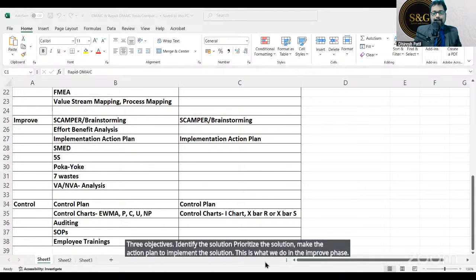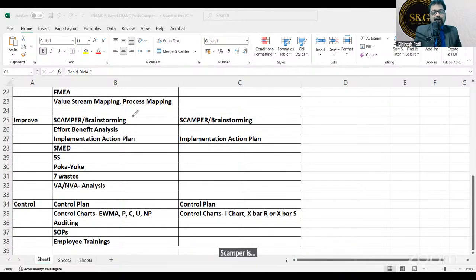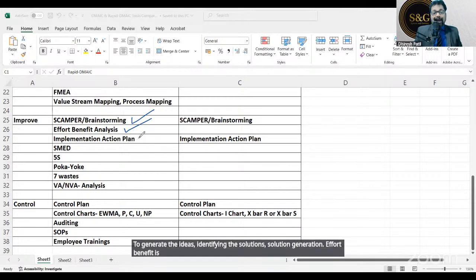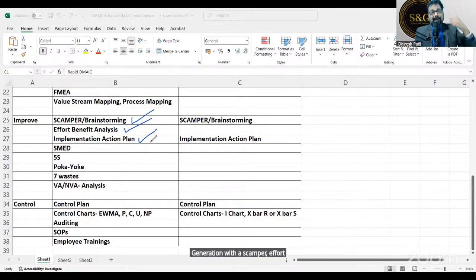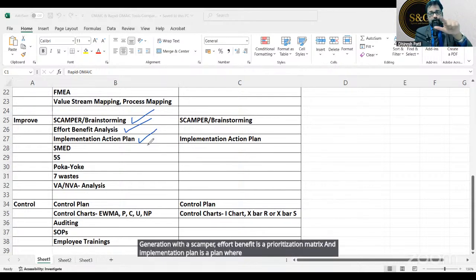So SCAMPER is nothing but to generate ideas, identifying the solutions, solution generation. Effort benefit is for prioritization, and then this is called the implementation. These are the 3 points that I mentioned, right? Generation with SCAMPER, effort benefit is a prioritization matrix, and implementation plan is a plan where who will do what is clearly mentioned there.